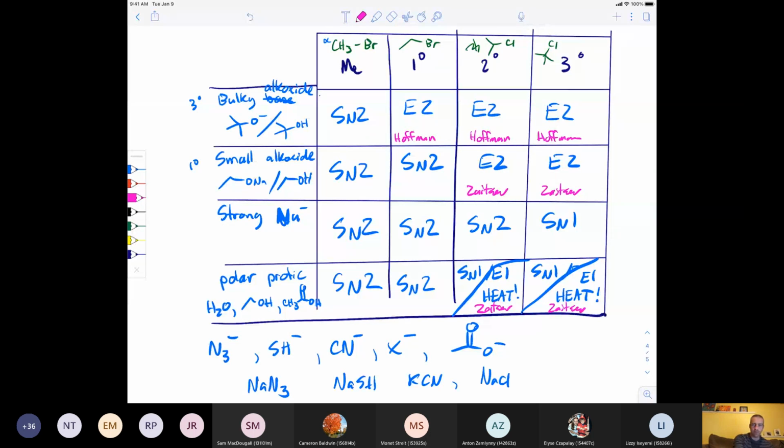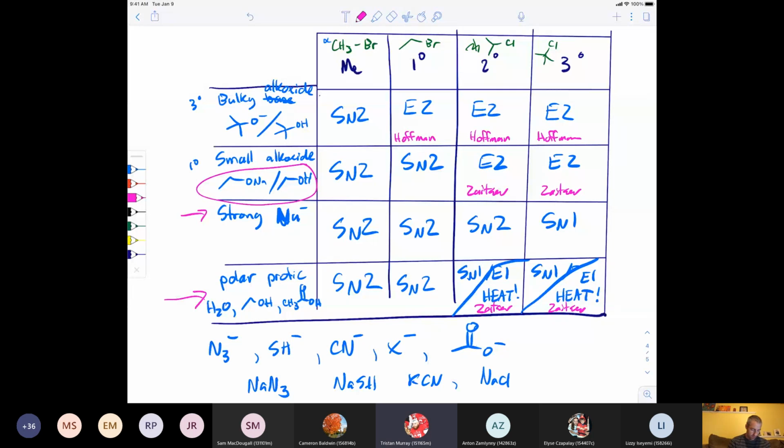Tristan, I see your mic off there. Do you have a question? Yeah, did you write ethanol as both a small alkoxide and a polar protic solvent? No, ethanol on its own is a polar protic solvent, and that's it. When you have an alkoxide, like here, you'll have ethanol there as the solvent, but you'll also have the alkoxide. Oh, okay. So down here, when you have polar protic conditions, you have only the alcohol and nothing else. Right. So whenever you have an alkoxide or a strong nucleophile, you need a solvent there as well.